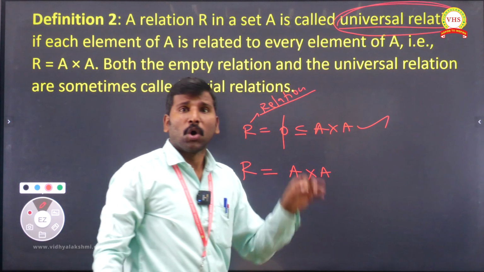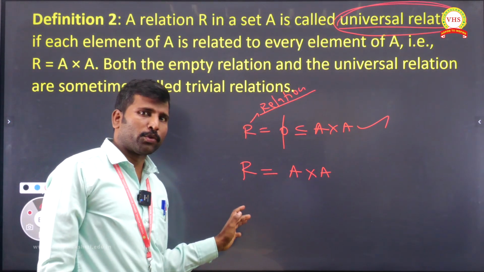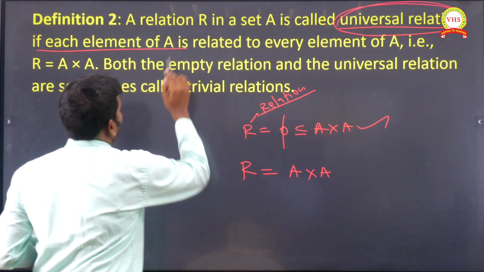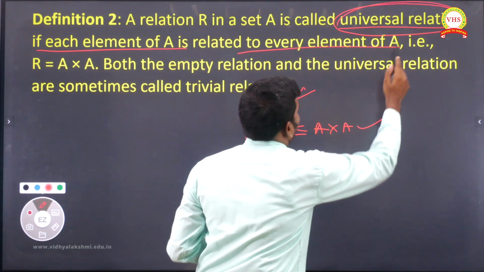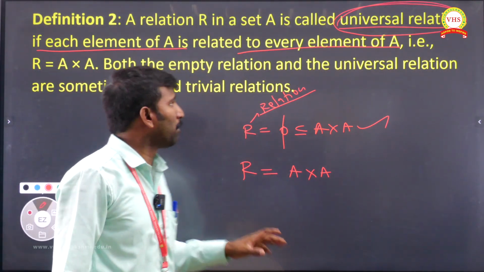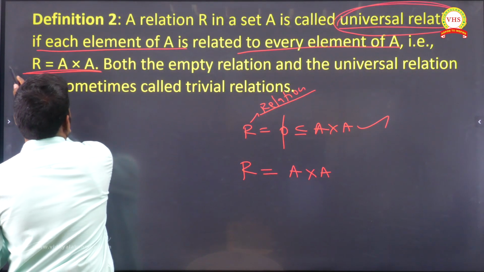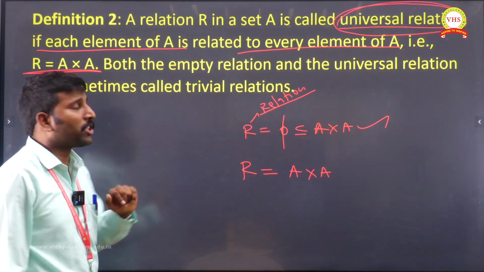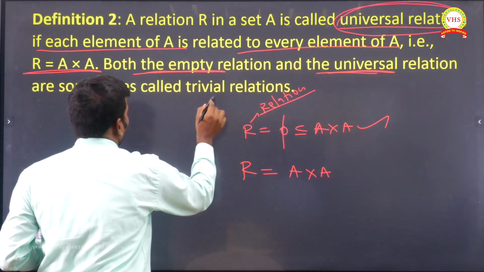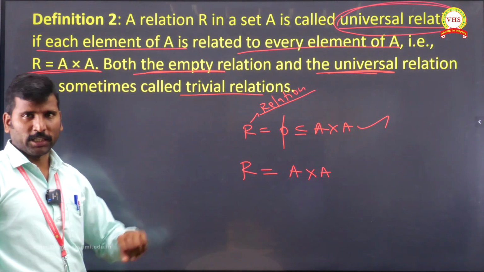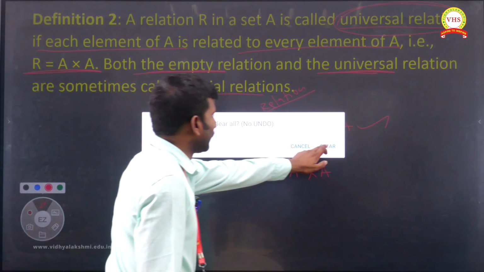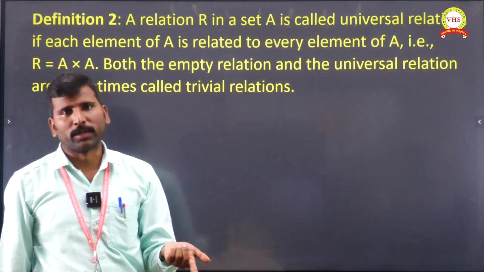Universal relation in the sense, the whole cross product will be equal to the relation. Understand? That is, they are telling that each element of A is related to every element of A. That is, R is equal to A cross A. One more thing we know, both empty and universal relations are sometimes called trivial relations. Listen carefully. Two things we have seen. One, empty. Another one, universal.